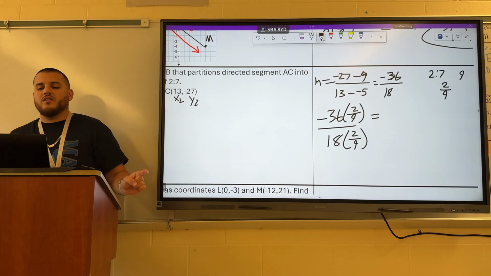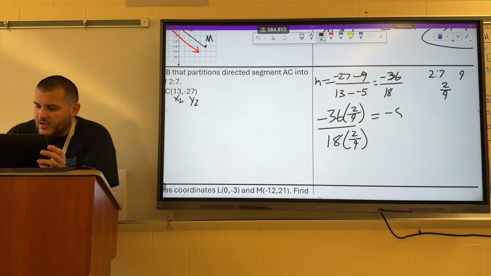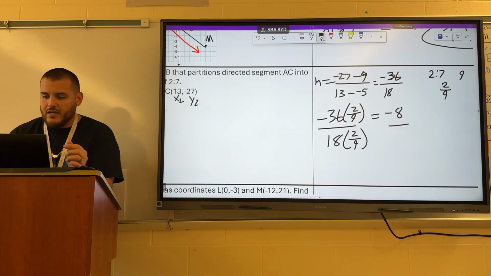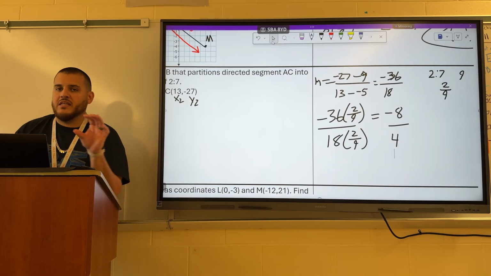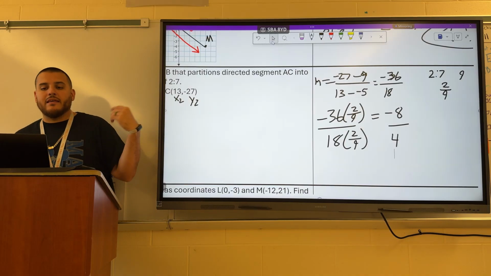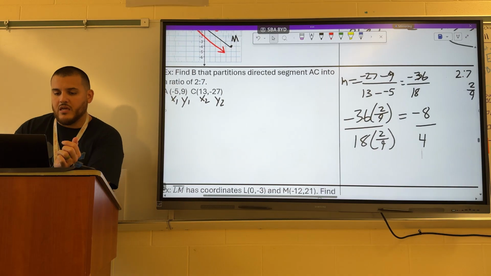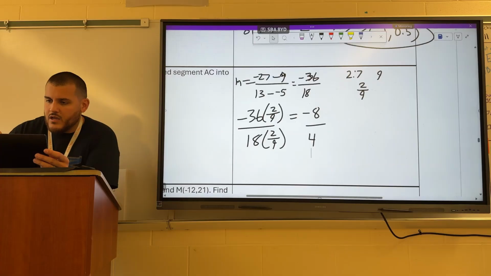So when I do -36 times 2 and then divide it by 9, I would get -8 as a result there. When I do 18 times 2 and divide it by 9, I would get +4 as a result there. Remember, these are now the distances away that our partitioning point is. So our partitioning point is going to be point B, and we started at point A at -5, +9.